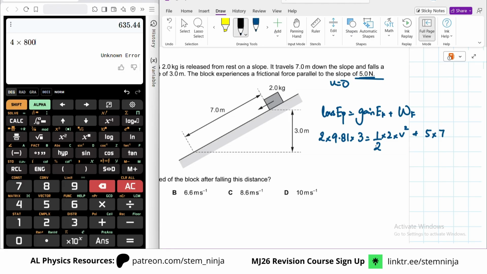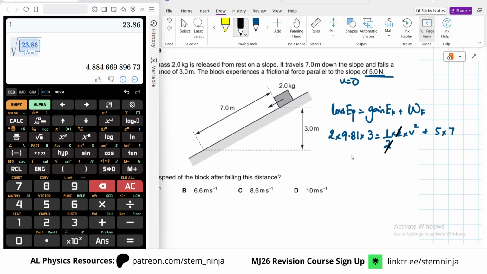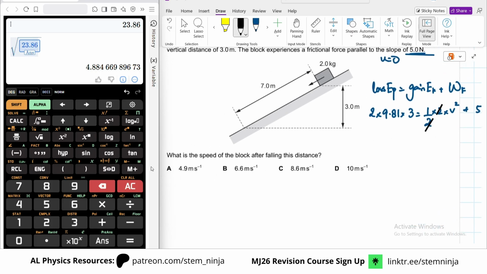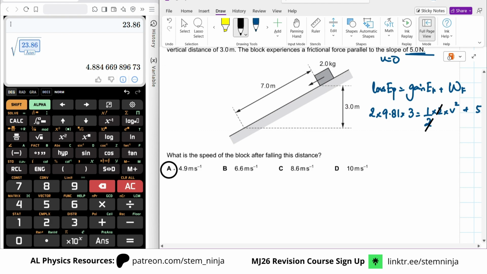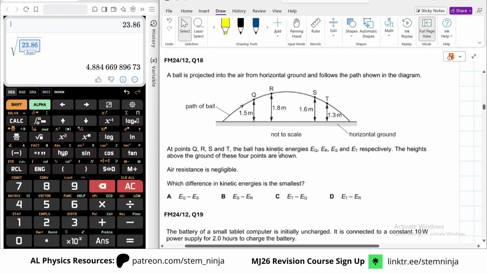Okay, so this cancels out with this, so 2 times 9.81 times 3 minus 35, that is your V squared. So V would be 4.88, which is roughly 5, or 4.9, sorry. Okay. Alright.